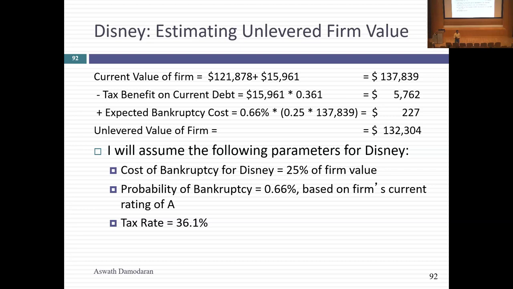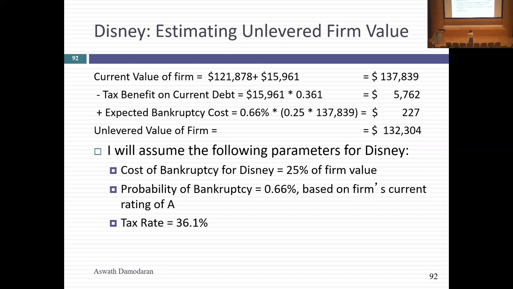So if Disney has no debt, what's the first thing that's going to disappear? All the tax benefits are going to be gone. So I took the 15,961 and multiplied it by the tax rate. Remember, I said that gives you the approximation. And I said, that won't be there anymore. I'm going to subtract it out. Is everybody clear why I'm subtracting it out? If you pay off the debt, that tax benefit is gone. That's a bad side of reducing debt. The good side is the bankruptcy cost that they have right now, 0.66%, will also go away.